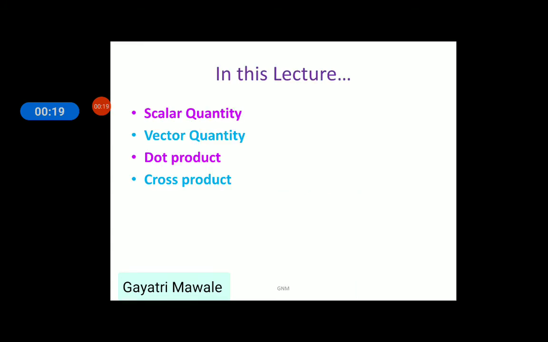In this lecture, we will see what is scalar quantity, what is vector quantity, and dot product and cross product of vectors.